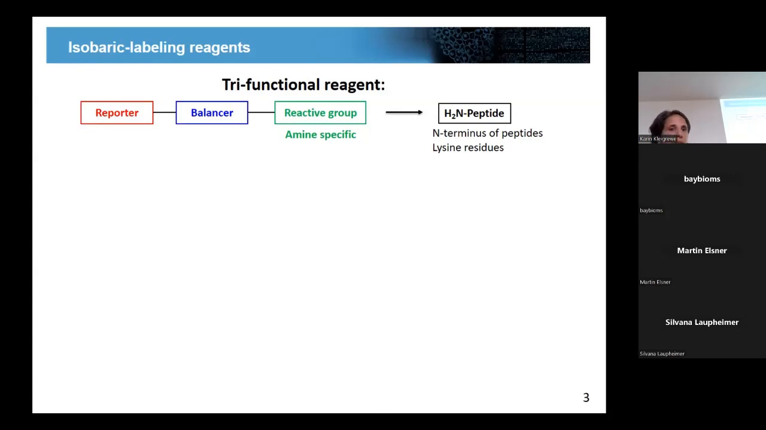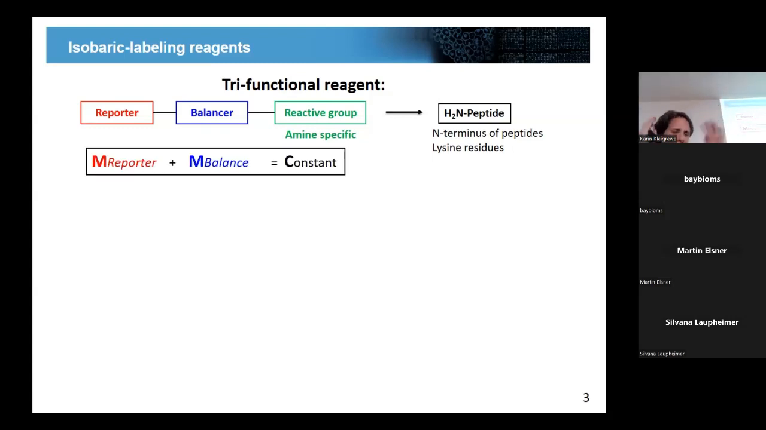So if we treat peptides with such a reagent, every peptide will be labeled at least once at the N-terminus, and all the peptides that carry a lysine residue will also be labeled at the C-terminus, so will be labeled twice. And the only thing that's now really important to understand about isobaric labeling is that we use different reagents for one experiment, and the sum of the masses in these reagents is always constant, okay? However, the individual masses of reporter and balancer are different.